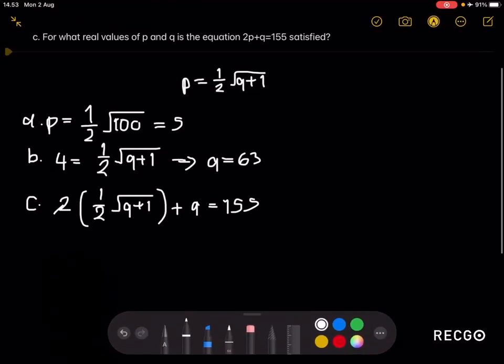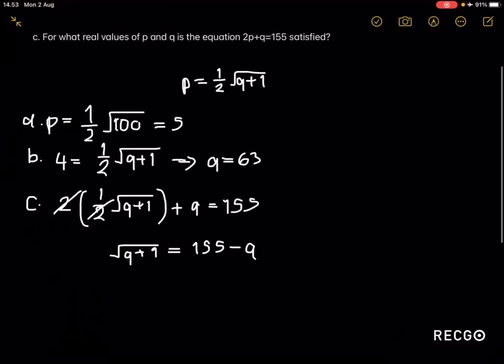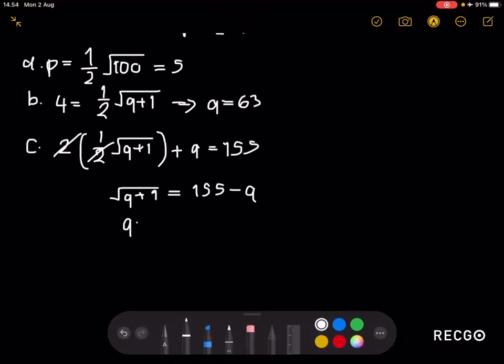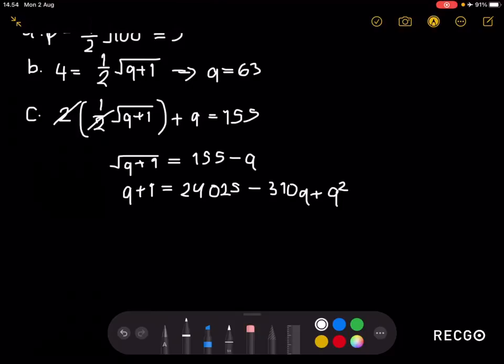Notice that these twos cancel. This will be the square root of q plus 1. Now what I'm going to do is move this q to the right hand side. That'll be 155 minus q. And then we can just square both sides to get that q plus 1 is equal to 24,025 minus 310 times q plus q squared. Rearranging this will be q squared plus 311q minus 24,024. This must be equal to 0.